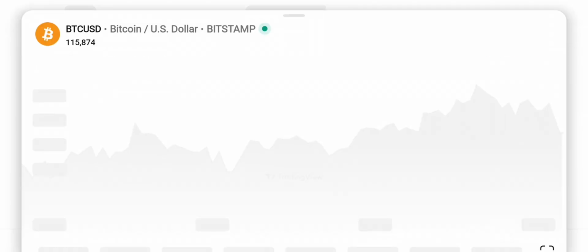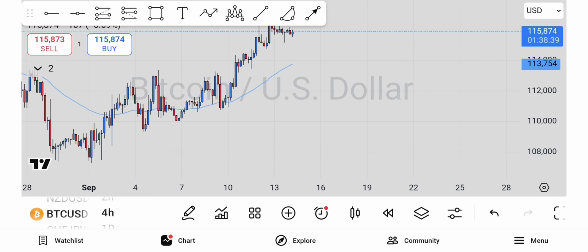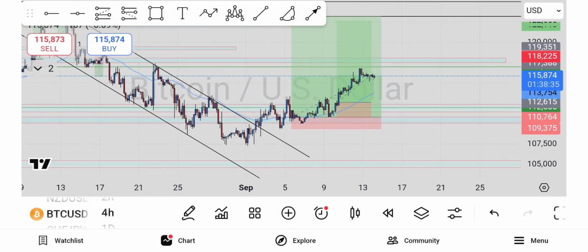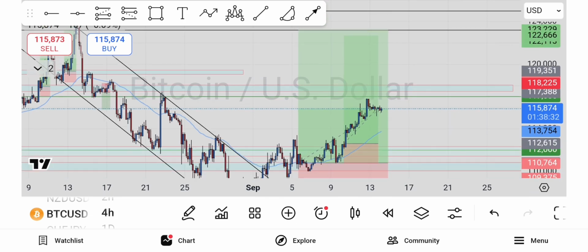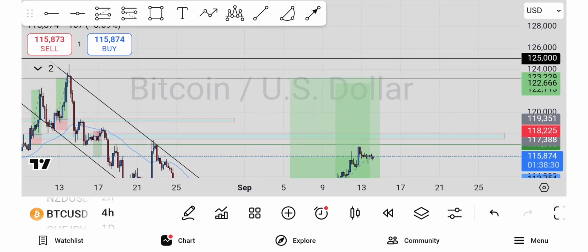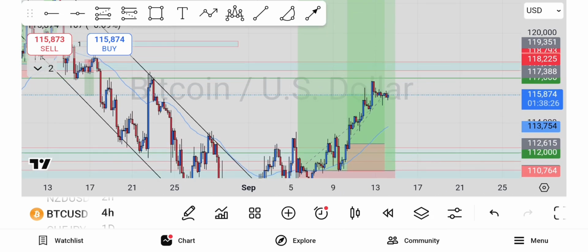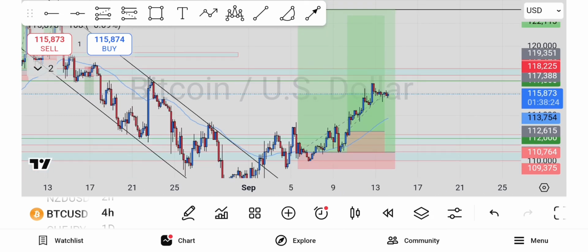So BTC USD. This is BTC USD, and we are still expecting BTC USD to go up to 125k soon. So we are still holding this position on BTC USD.